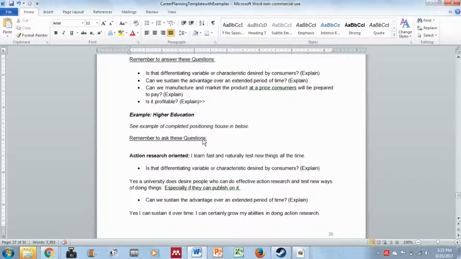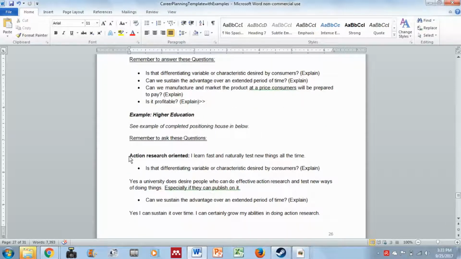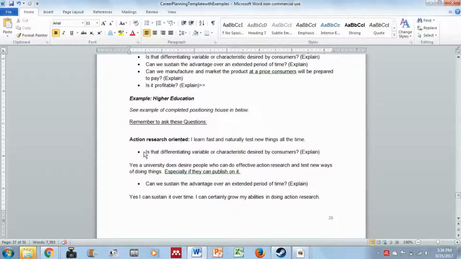Okay, then I say here, this is the difference that I'm saying that I have. I'm action research oriented. I learn fast and naturally test new things all the time. I test new teaching strategies all the time on various different students. So I have an action research orientation when it comes to teaching and learning. Then I say, is that differentiating variable or characteristic desired by consumers?